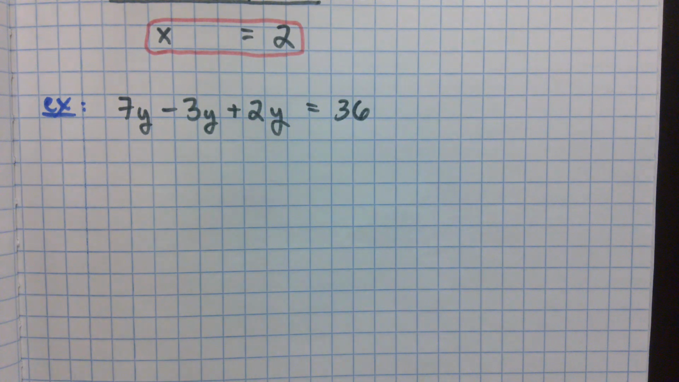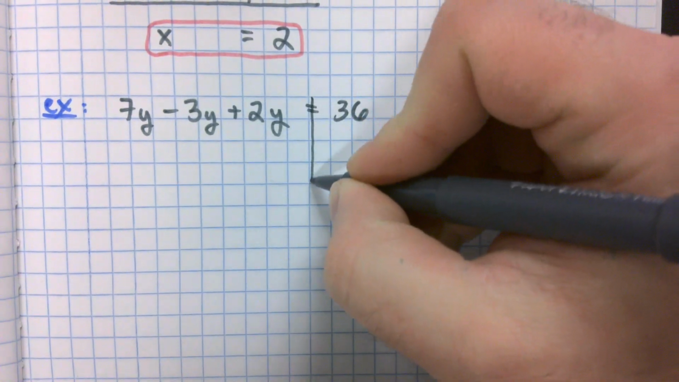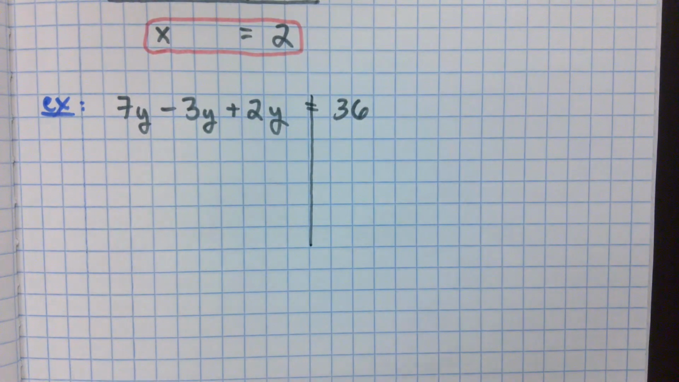Who could help me out? What's the very, very, very first thing we want to do here? Devin? Draw a line. Draw a line through the equal sign. That's right. I need to know what's my left and what's my right because I can only combine on the same side.